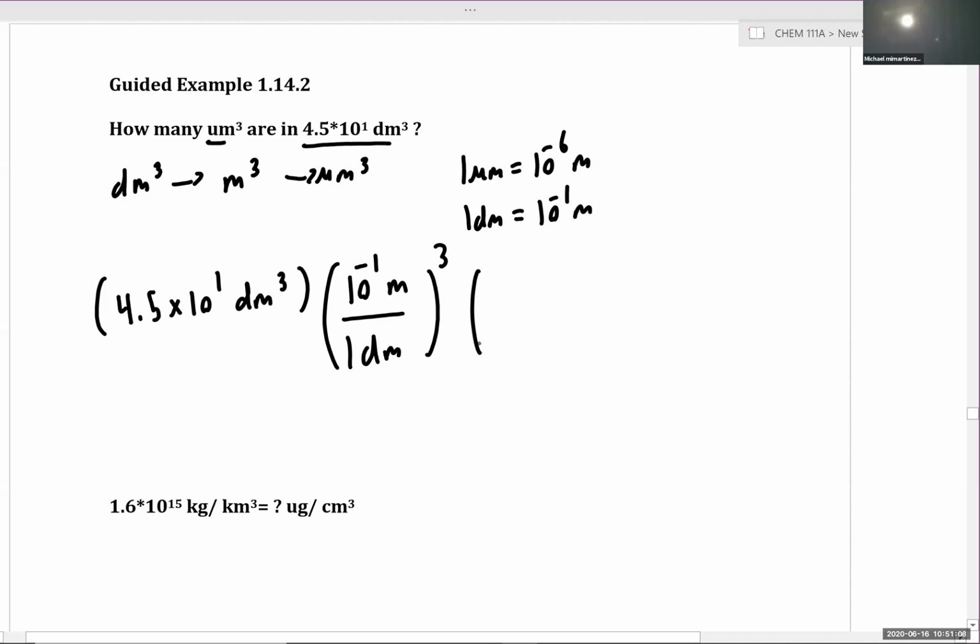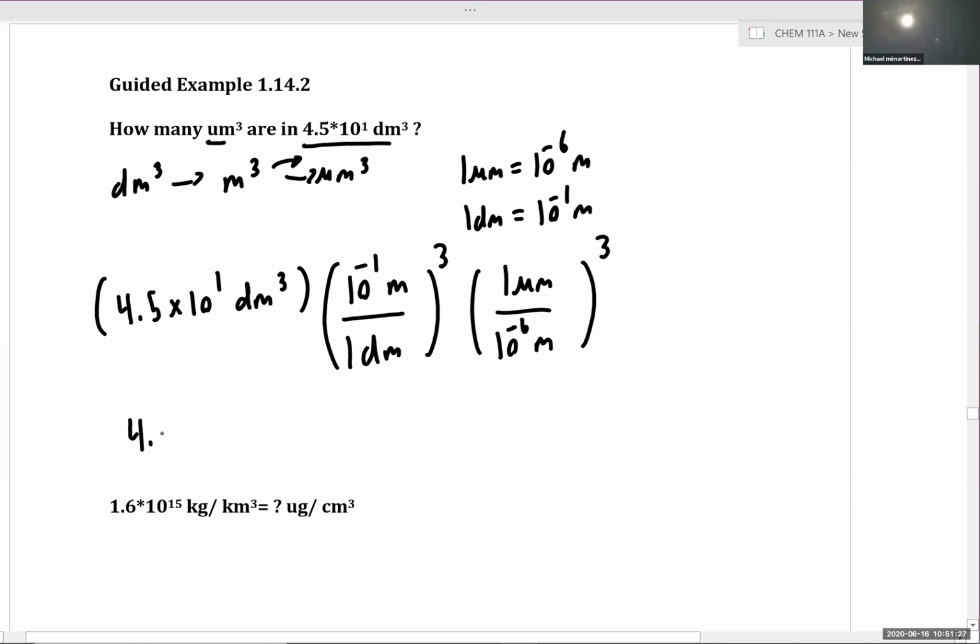Okay. Now we're going from meters to micrometers. We're going to put micrometers on top. So 1 micrometer corresponds to 10 to the negative 6th meters. And again, we have to cube our units.